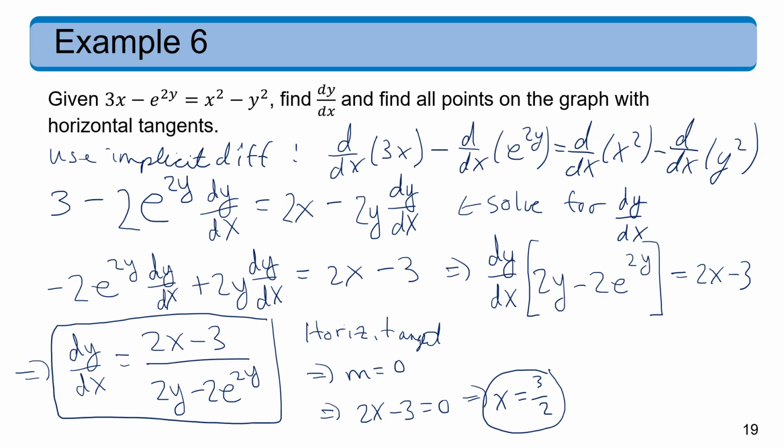Now I'll just mention, if the problem asked to find vertical tangents, we know that means the slope would be infinity, and the way that would happen with the slope expression as a fraction like this is if the denominator were 0, that would result in the fraction being infinity. So if it asked for a vertical tangent, you would set the denominator equal to 0.